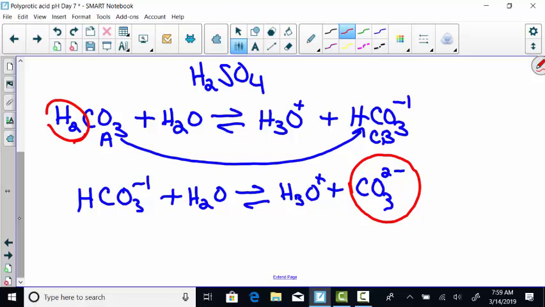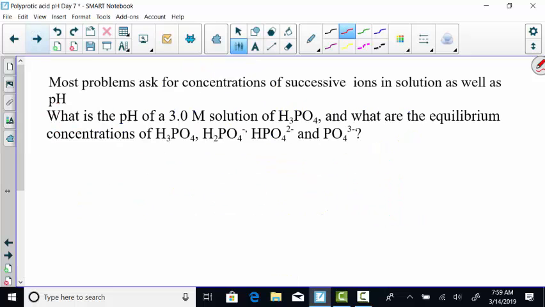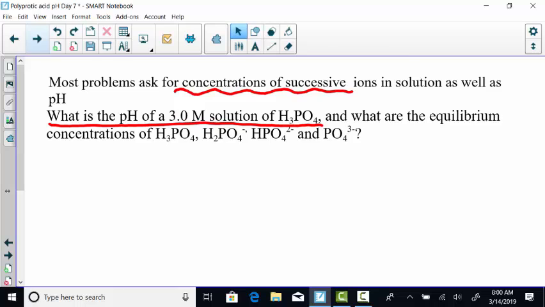So, this is what the equations will look like. Here's what the problems are going to look like. Most problems are going to ask you, what is the pH of this type of solution? But they are also going to ask you what are the concentrations of all of the ions in the solution.